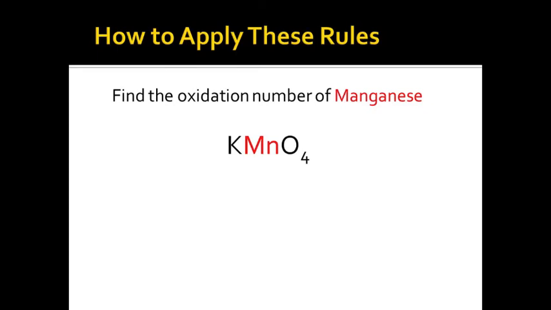Now we know all these rules, but how do we apply them? Let's start by showing you an example. Let's find the oxidation number of manganese in the following compound. Potassium is given an oxidation number of +1 because it has a charge of +1. The oxidation number of manganese is still unknown at this point, so we'll assign it the variable x.